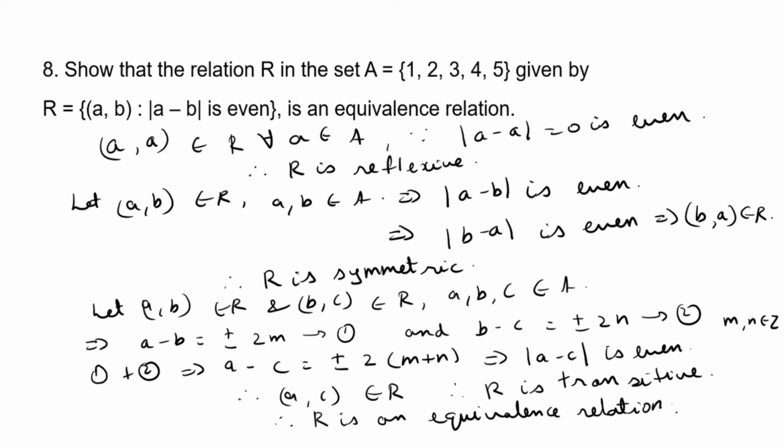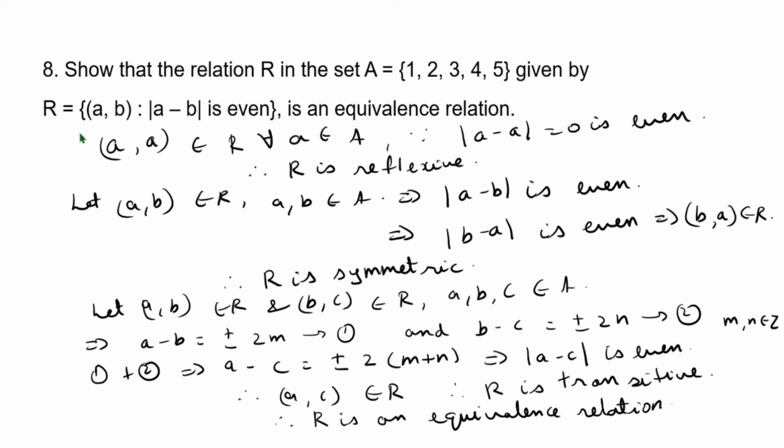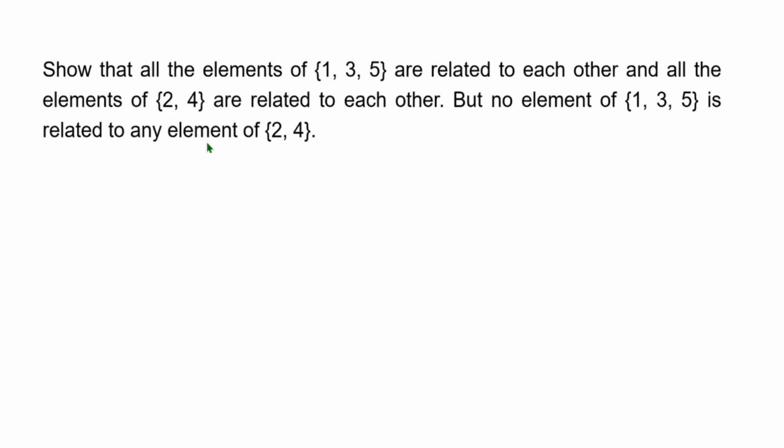Now let us move to the next part of the question. Show that all the elements 1, 3, 5 are related to each other and all the elements of 2, 4 are related to each other, but no element of 1, 3, 5 is related to any element of 2, 4. So the relation is given by R equal to the set of all ordered pairs (a, b) such that mod a minus b is even.